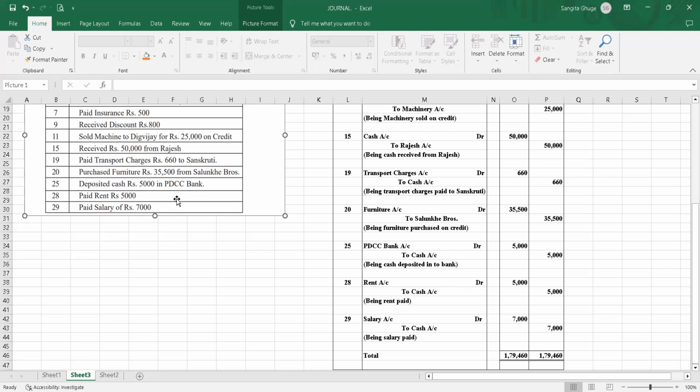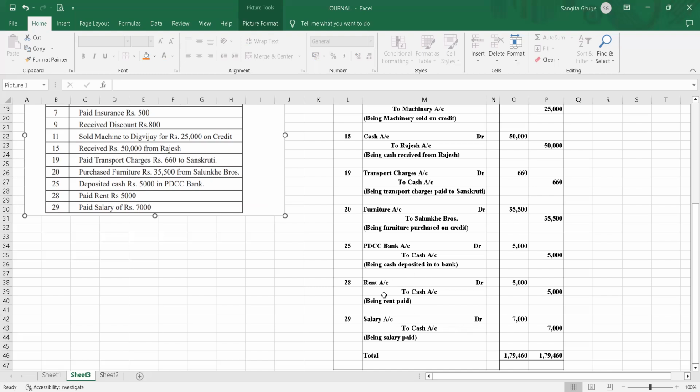Next transaction, paid rent rupees 5,000. See, rent is an expenditure, so rent account is debited. Why is rent account debited? You paid the rent, means you spent for the rent. Okay, so rent account is debited to cash account, as cash goes out, so cash account is credited. Then next is paid salary of rupees 7,000. Again, salary is an expenditure, so salary account debit to cash account as cash goes out.